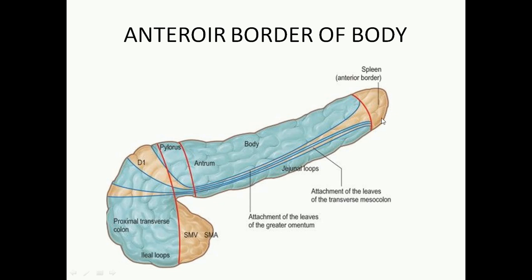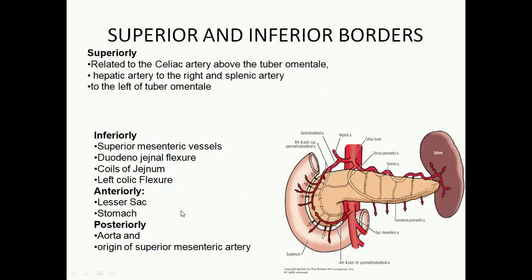Along with it, at the tail end of the pancreas, you get the relationship of the spleen covering it on the anterior surface. So this image is very descriptive to show you the impressions of these structures which are related to it anteriorly. Coming to the superior and the inferior borders, superiorly it is related to the celiac artery above the tuber omentale. There is a projection in the head, which I told you is called the uncinate process. Similarly, on the body of the pancreas, you get a small projection on the superior border, which we call the tuber omentale. The tuber omentale is related with the hepatic artery and the splenic artery.